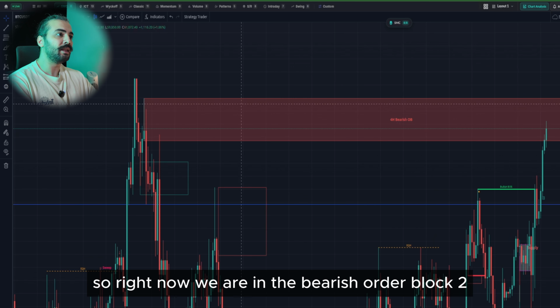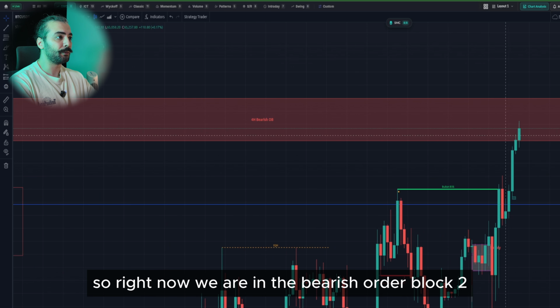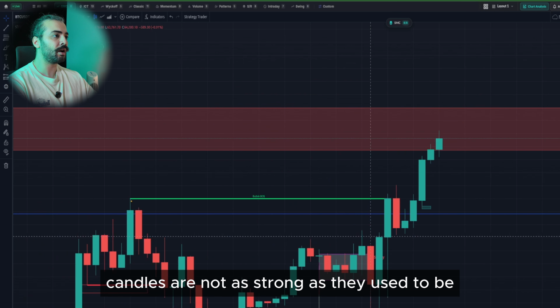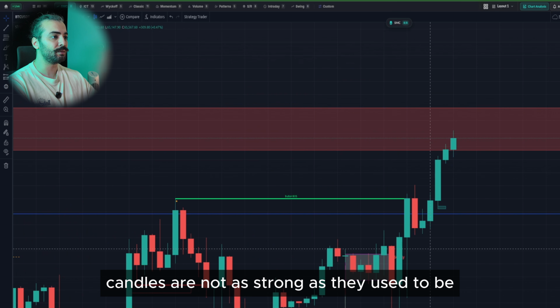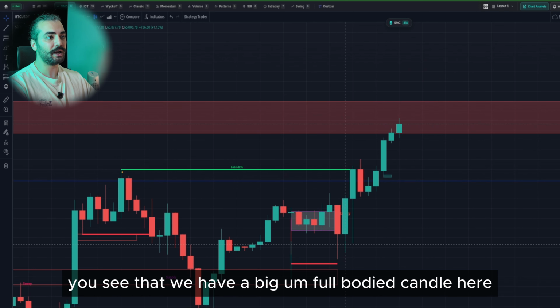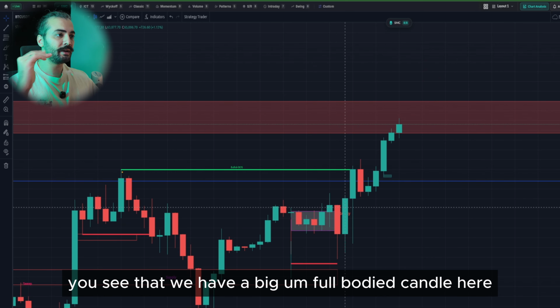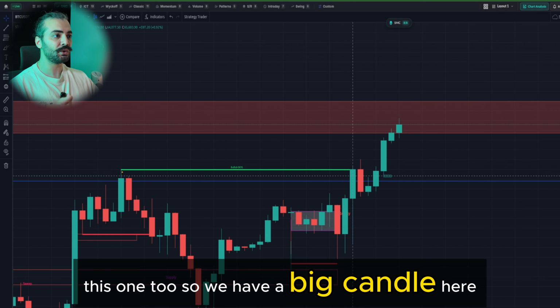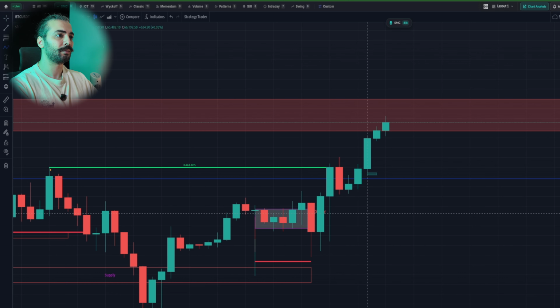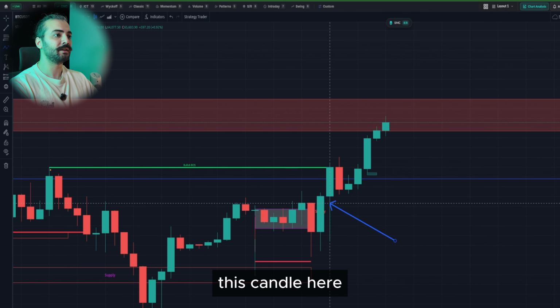So right now we are in the bearish order block 2, and we can see that the candles are not as strong as they used to be. So take a look at this candle. You see that we have a big full-bodied candle here. This one too. So we have a big candle here. Let me point it out with this candle here.